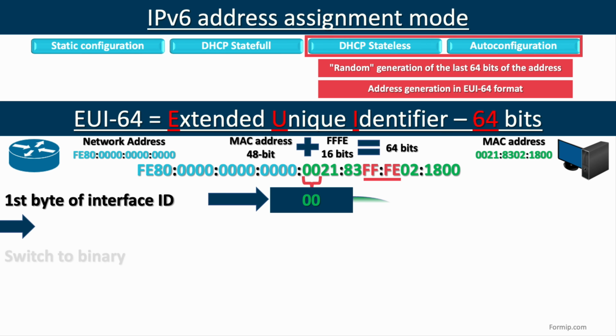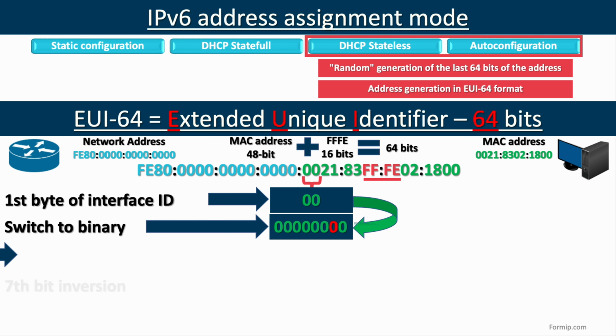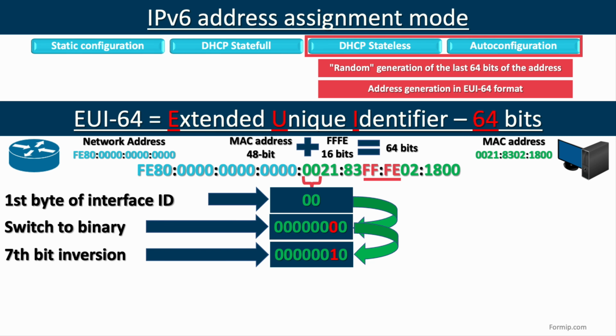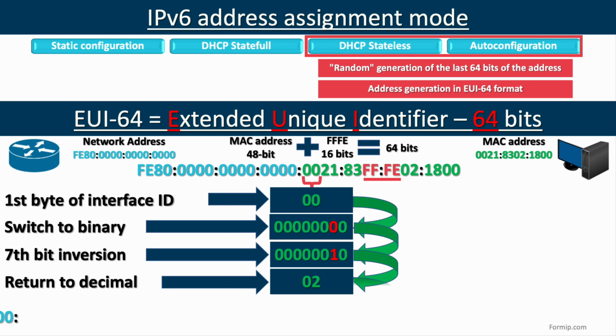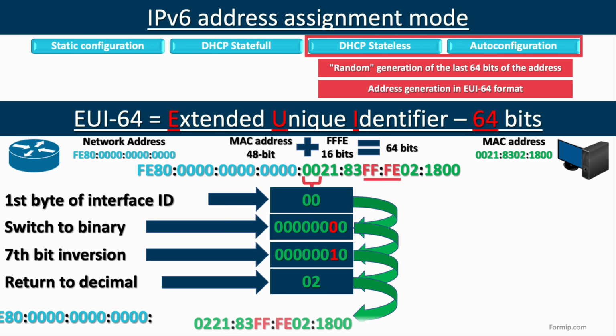Then, we'll have to reverse the 7th bit of the first byte of our interface ID. The first byte is 00. We switch it to binary, and we reverse the 7th bit. In the example, it's 0, so it changes to 1. Finally, we go back to decimal, and we have the IPv6 address of our PC.